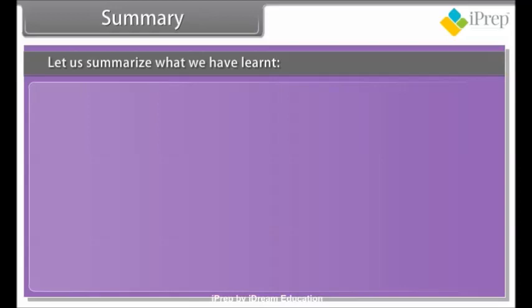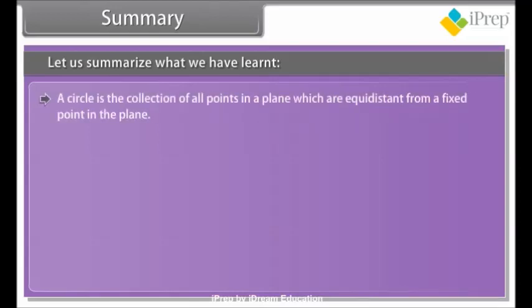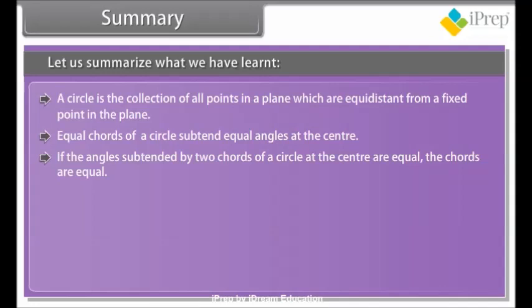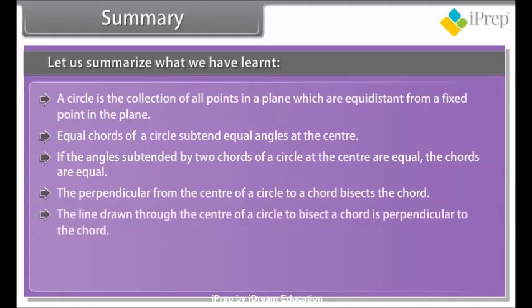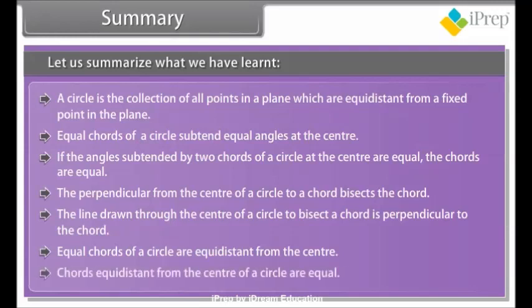Summary. Let us summarize what we have learned. A circle is the collection of all points in a plane which are equidistant from a fixed point in the plane. Equal chords of a circle subtend equal angles at the center. If the angles subtended by 2 chords of a circle at the center are equal, the chords are equal. The perpendicular from the center of a circle to a chord bisects the chord. The line drawn through the center of a circle to bisect a chord is perpendicular to the chord. Equal chords of a circle are equidistant from the center. Chords equidistant from the center of a circle are equal.